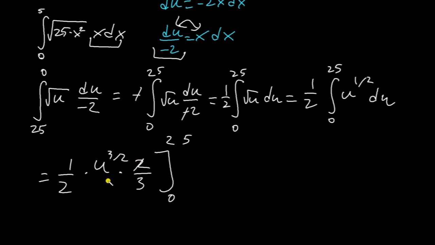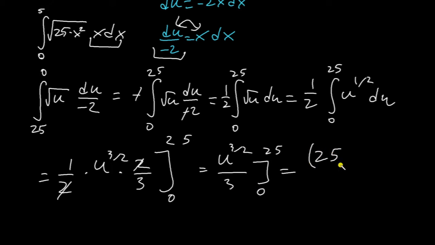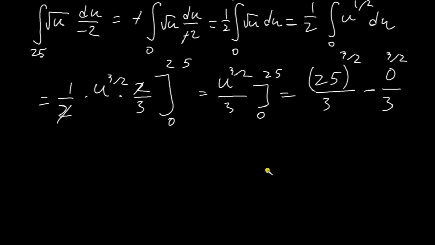Okay? So the 2's will cancel, and we're just going to get u to the 3/2 over 3 from 0 to 25. Okay? So we'll plug in our numbers. Plug in 25 first. We'll get 25 to the 3/2 over 3 minus 0 to the 3/2 over 3. Now you can call it a day here if you want to just circle this, but I'm just going to go a tiny bit further. This is just 0 because 0 to the anything is 0.